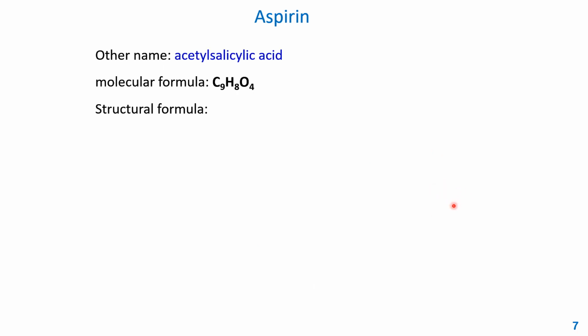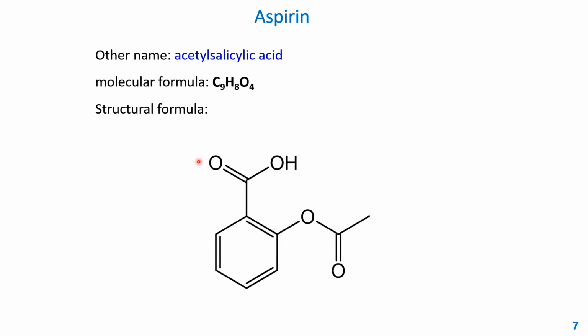Okay, next is aspirin. Aspirin is a very common medicine. The other name for aspirin is acetylsalicylic acid. And again, this is acidic. You can see it's an acid. Molecular formula, 9 carbons, 8 hydrogens, 4 oxygens. The structure of aspirin is shown here, and this is a carboxylic acid here, this part, and with benzene it is called a benzoic acid, and this part is an ester, it's a methyl ester here. So this is the acidic medicine.